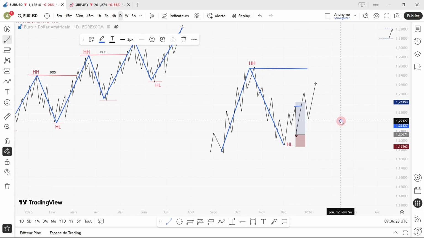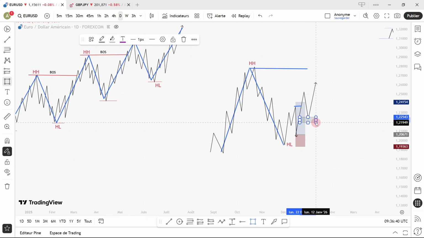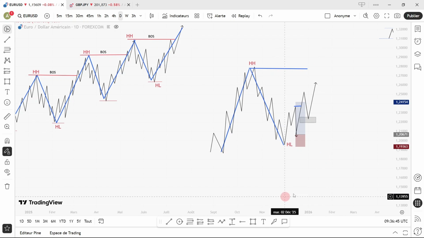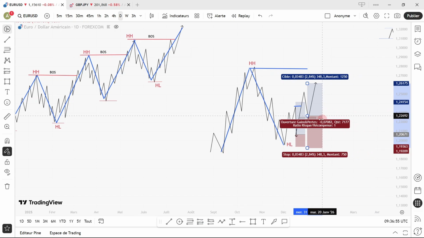Then when we get a lower time frame break of structure, you wait for a pullback into a lower time frame point of interest. So if you're having a point of interest just right here, you wait there, price comes back in, you take another entry on the second day, just here.